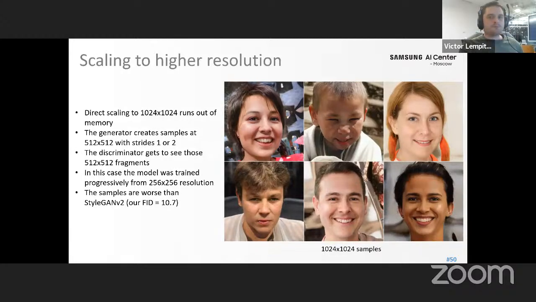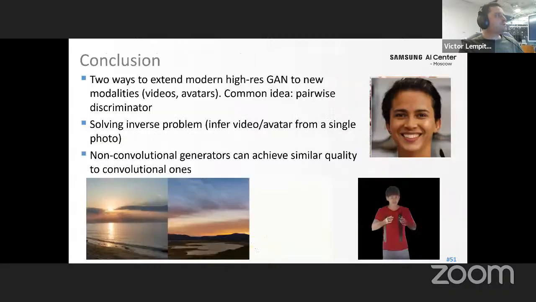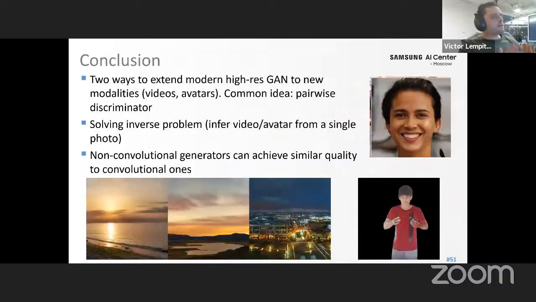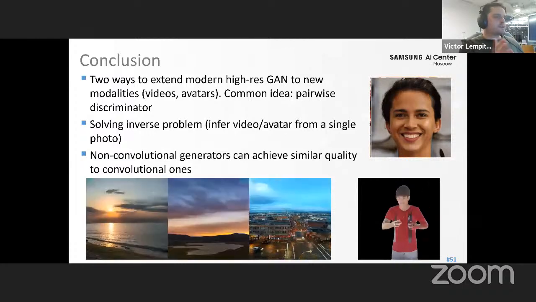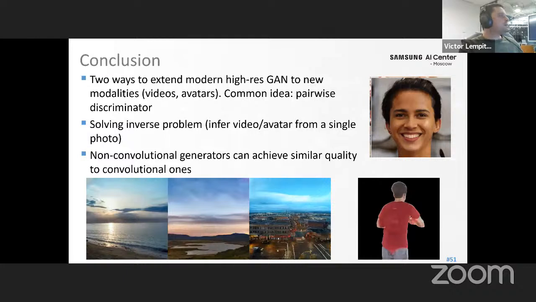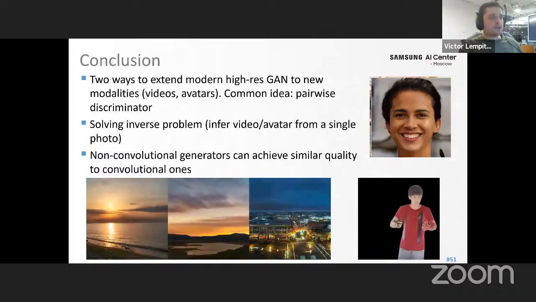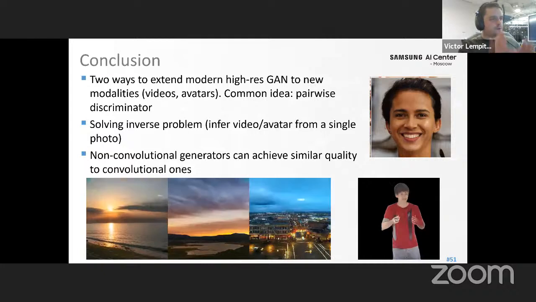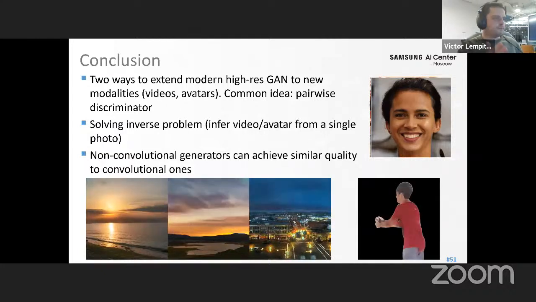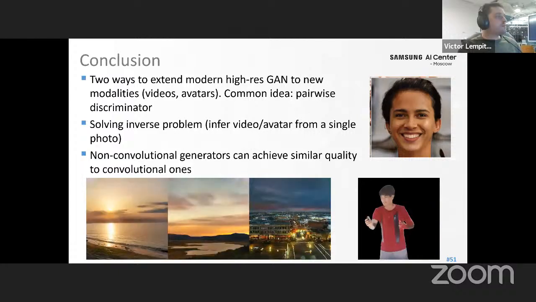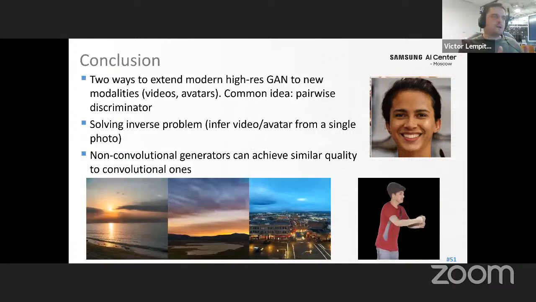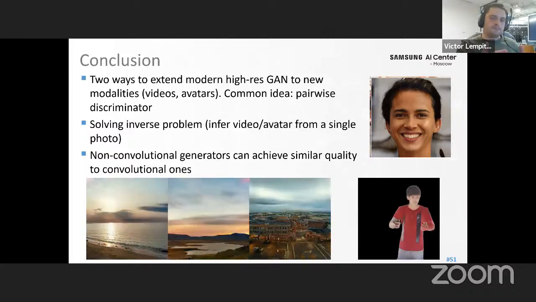Okay, so that brings me to the conclusion. I've shown you two ways to extend StyleGAN to two new modalities, videos and avatars. The common idea here was learning with pairwise discriminators. And we can apply the resulting models to solving inverse tasks, like recovering video or avatar from a single image. I also showed you the new non-convolutional generators, which combine the ideas of StyleGAN and NeRF-style sirens.